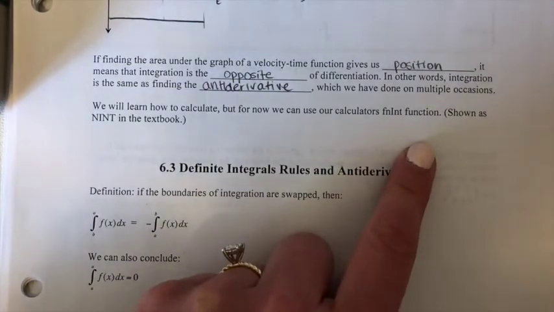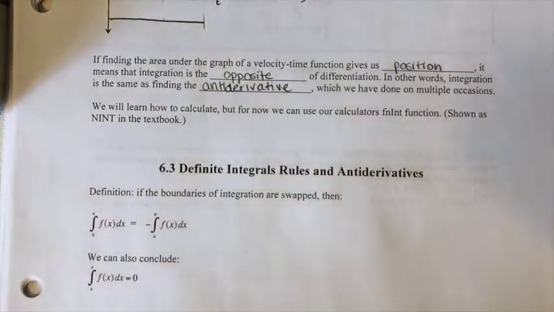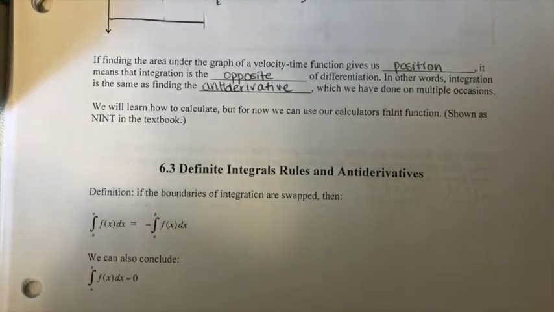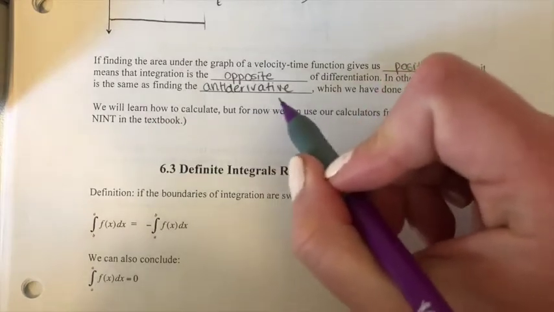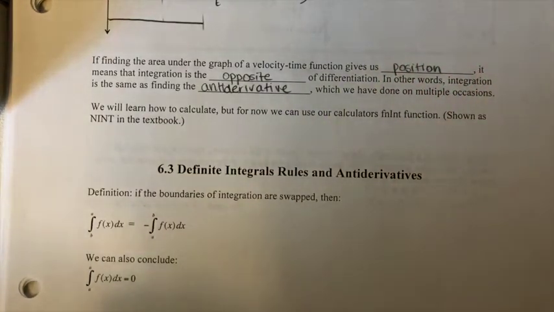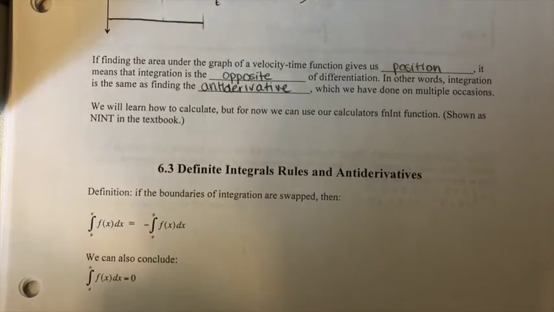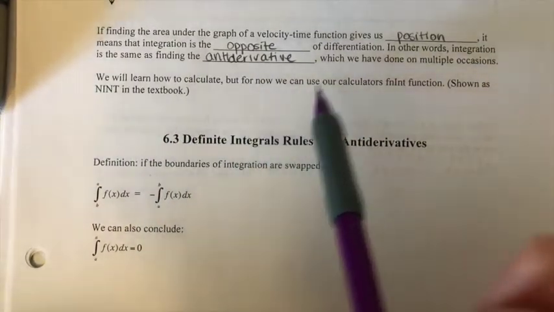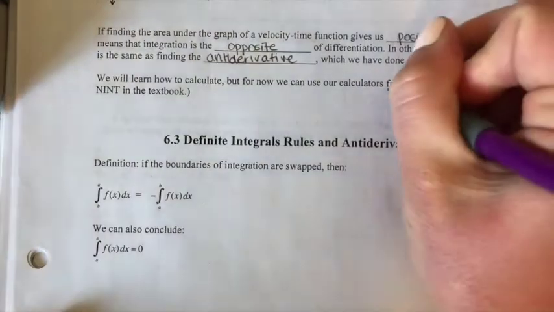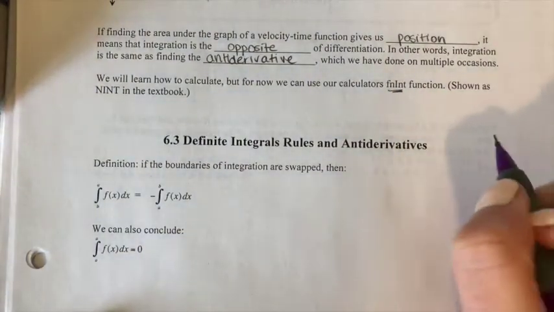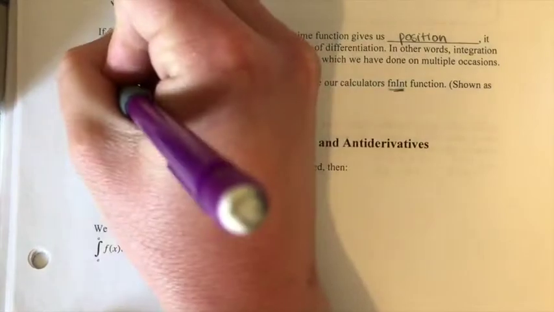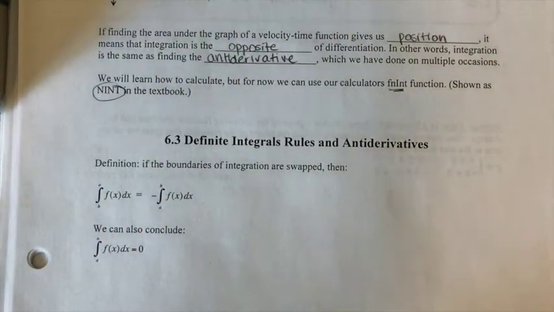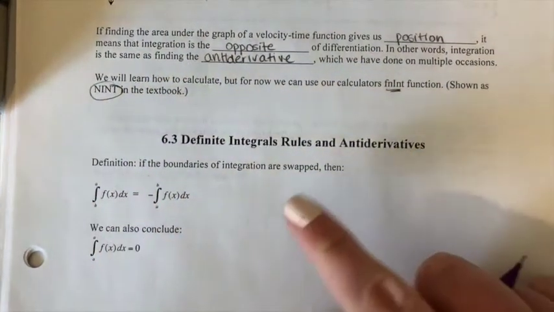So remember when we were working backwards and we said, okay, we have a velocity equation and we want to find the position equation, and we were thinking through, okay, what would have given us this as the derivative, and going backwards, that was an antiderivative. And those are the cases where we would see that plus C thing, right? So we're going to learn to calculate, but now we're going to use our calculator's function of integration. If it ever references this in the textbook, it references nInt. So it's the same thing, but that's what they mean, okay?